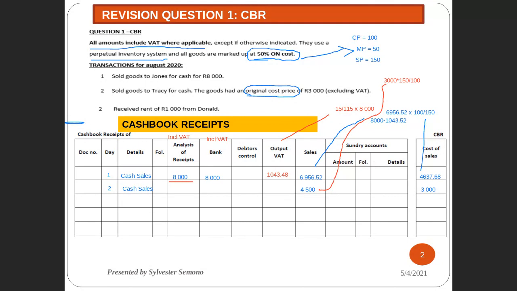Let's ask a question if you're lost. This is what we did. We said 3,000 times 150 divided by 100. Thank you so much, Gareth, for that. So that's what we did. And thereafter, now we have got sales. Remember, you can only calculate output VAT from the sales. Now you must use this sales and calculate output VAT. Who can tell me how I will calculate VAT on the 4.5?